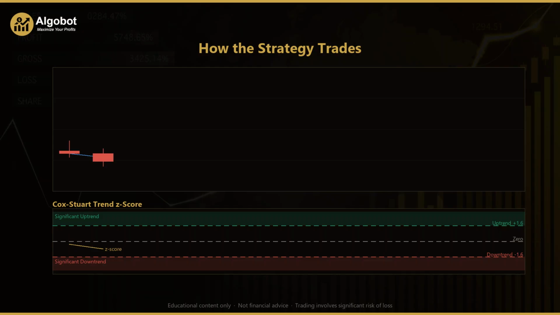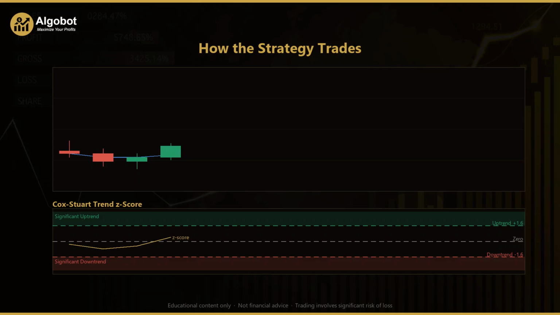Now let's bring it all together on this illustrative chart. The candles are on top, and beneath them is the subpanel showing the Cox Stuart trend z-score. You can see the dashed green line marking the positive uptrend threshold at plus 1.6, the gray zero line in the middle, and the dashed red line marking the downtrend threshold at minus 1.6. The gold curve is the z-score itself. On the price chart, the smooth line weaving through the candles is the fast confirmation moving average.